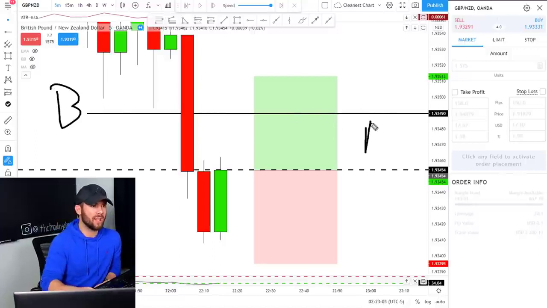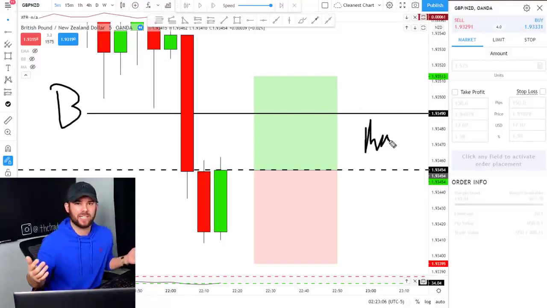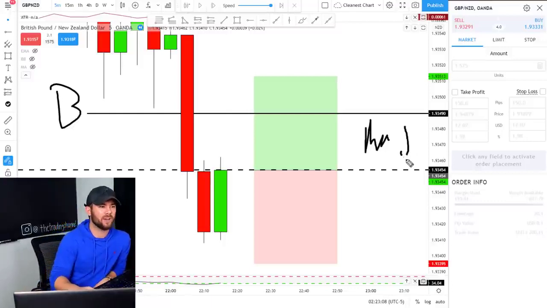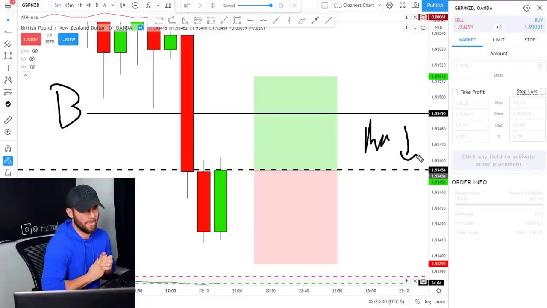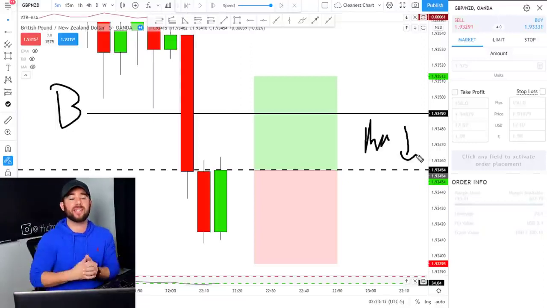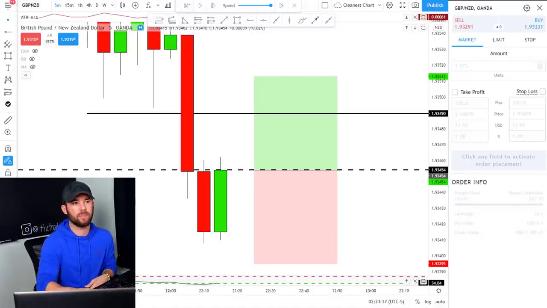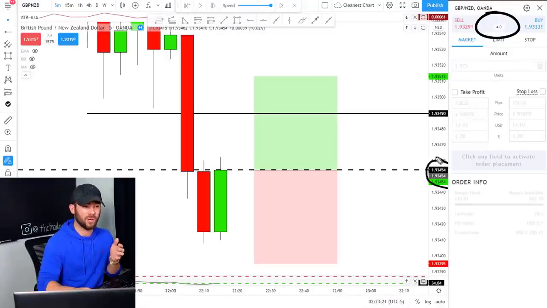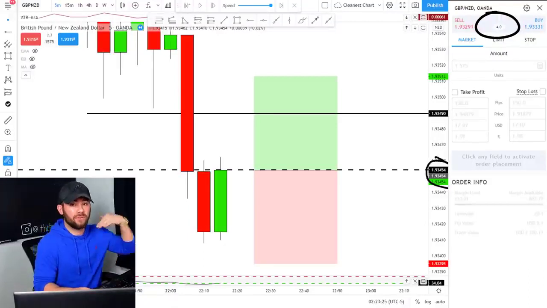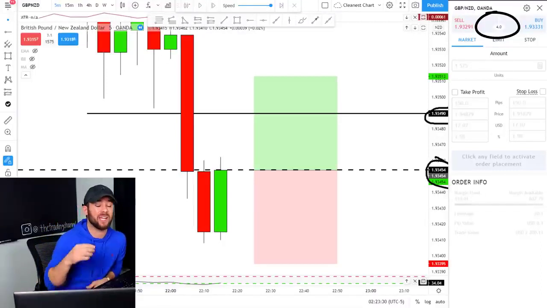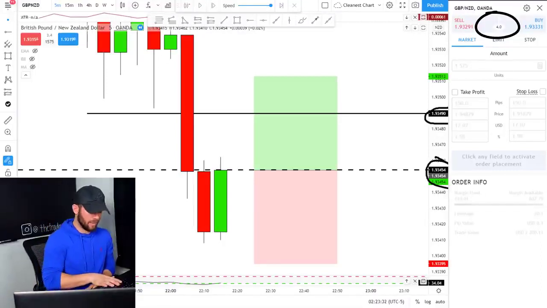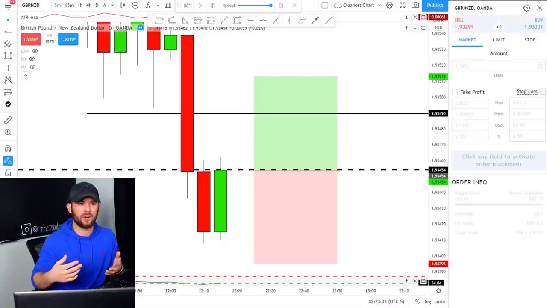And you're sitting here going, what the hell? That's not where I placed my order. My order should be right here. Have you ever had that happen before? If you have, the reason this happens is due to spread. The reason this happened is because you weren't looking up here at the spread, which is currently 4 pips, which means if you place an order at 1.9345, it will fill you 4 pips above that, which would be 1.9349.